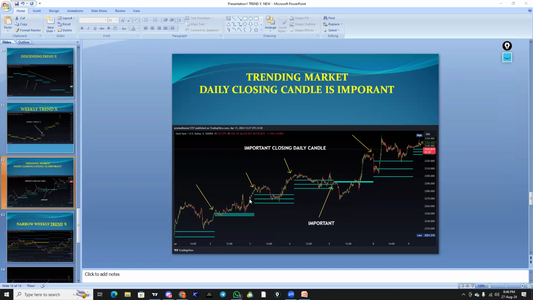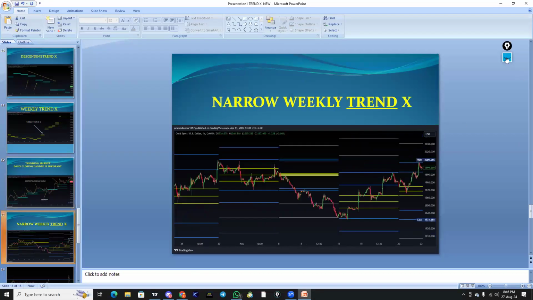When it comes to the weekly, it works exactly the same. This is a weekly narrow trend X. Here you can look, this is a wide trend X, no trades; here wide, no trades; but here we got a narrow trend X. Here we can say the market may be volatile. So we are planning our trades according to the daily trend X.